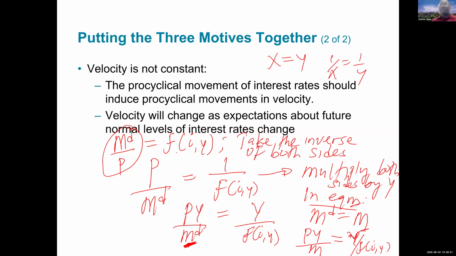Okay, so what is this on the left-hand side? What is PY divided by M? We talked about that yesterday. That is velocity, because remember, from the quantity equation, so let's go back here.